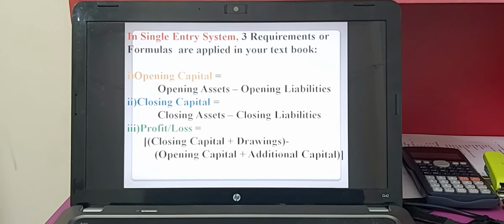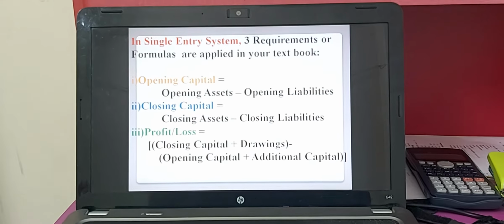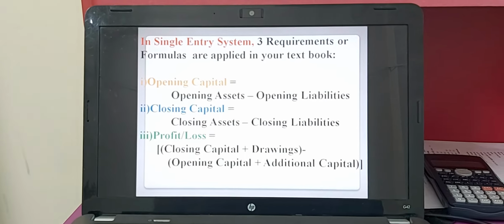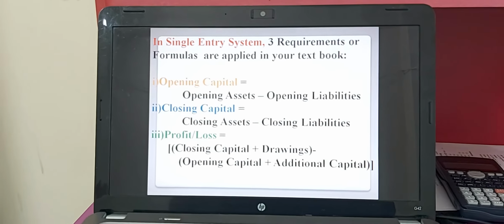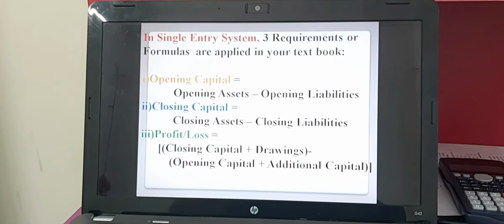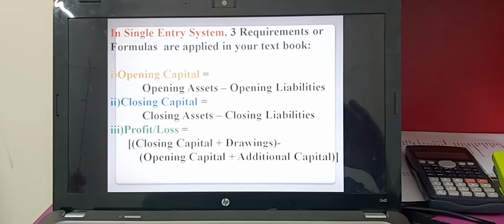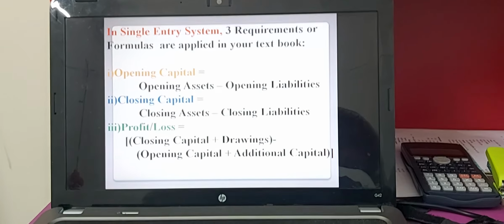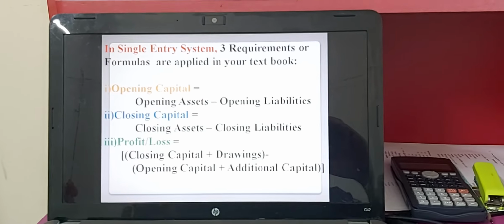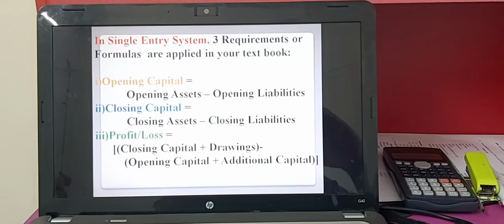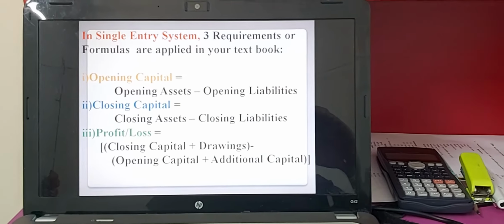Second requirement or second formula, closing capital. Closing capital is equal to closing assets minus closing liabilities. It may be ending capital, that is closing capital or ending capital is equal to closing or ending assets minus closing or ending liabilities.